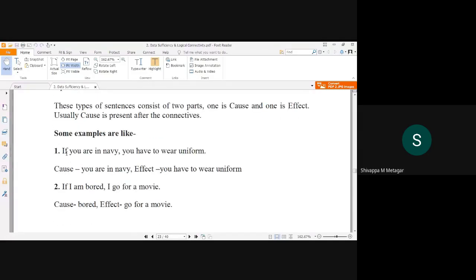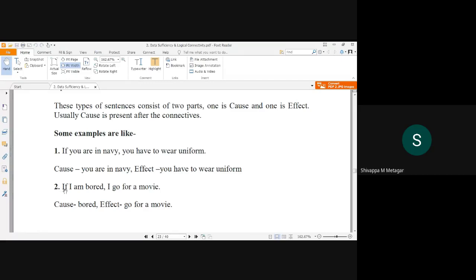Example: if you are in the navy, you have to wear uniform. Two statements are there here: if you are in the navy, and you have to wear uniform. What is the cause and effect in this one? We have to find out. The cause is you are in the navy. Why do we have to wear the uniform? Because you are in the navy. The effect is you have to wear uniform.